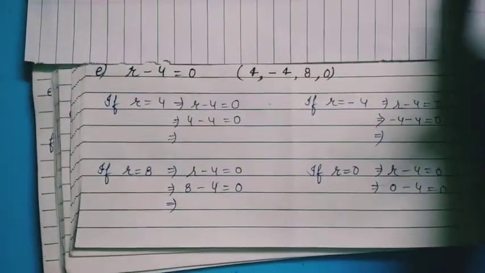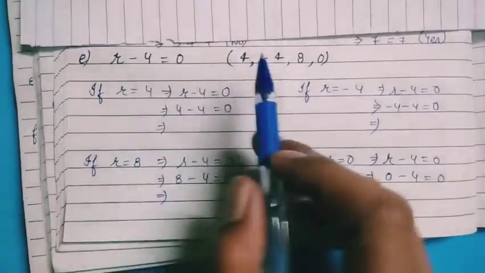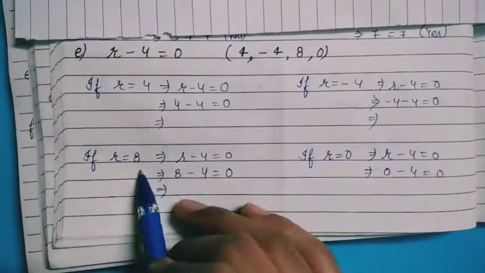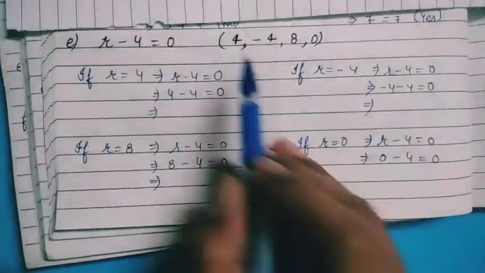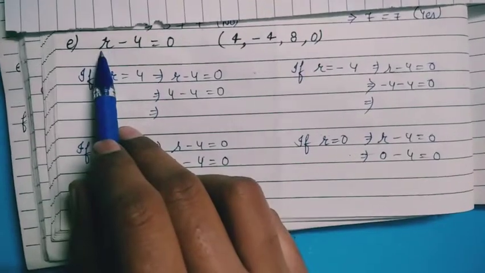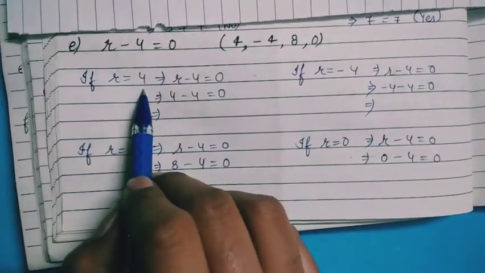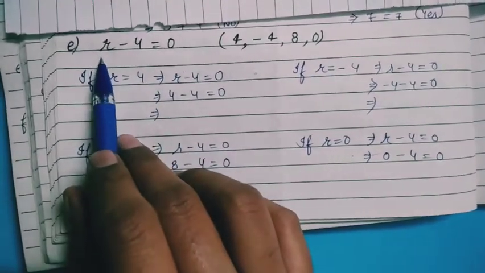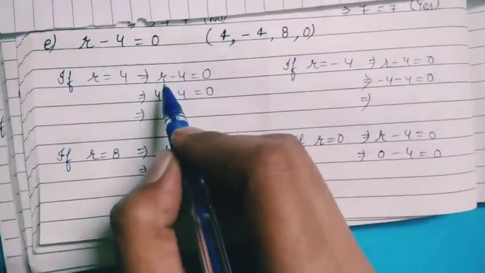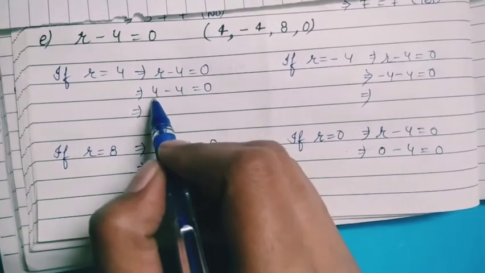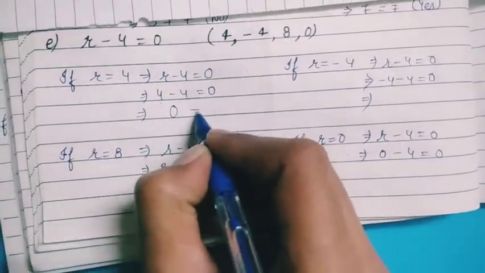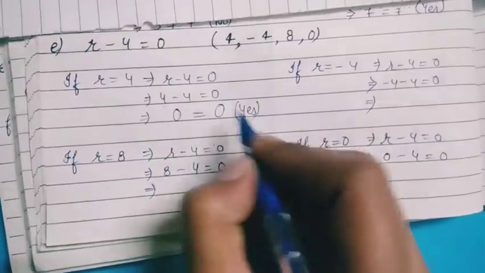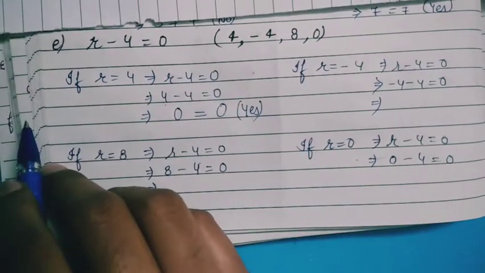Here it is. The equation is r minus 4 is equal to 0 and inside the bracket we have the values 4, minus 4, 8 and 0. When we are looking for the r value, the variable value, if it is 4, at that time in the place of r in the equation we will put 4. So here in the place of r, 4 is here. 4 minus 4 is 0, which is exactly equal to the right side. It means yes, this is the solution of the equation.